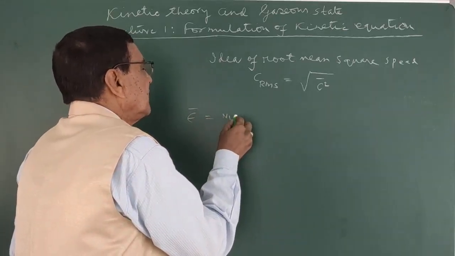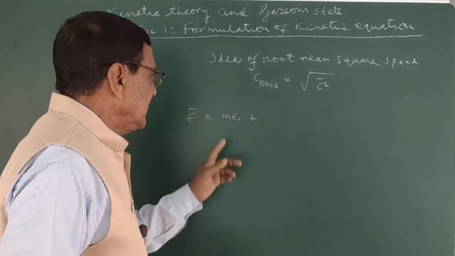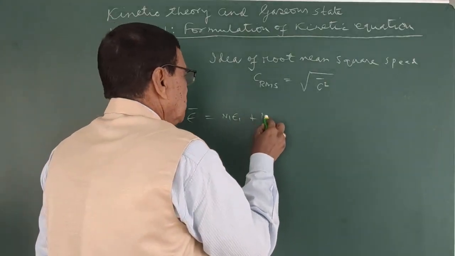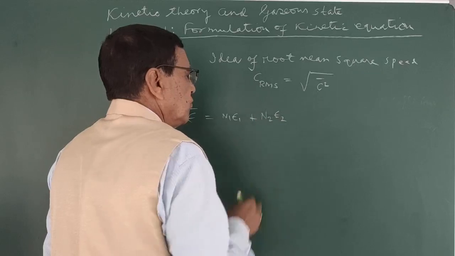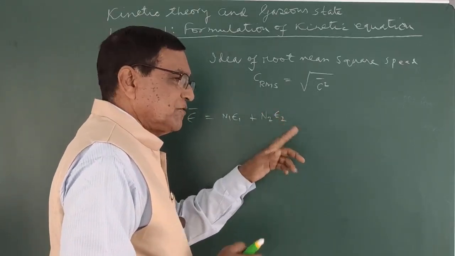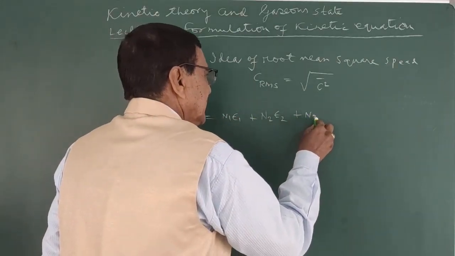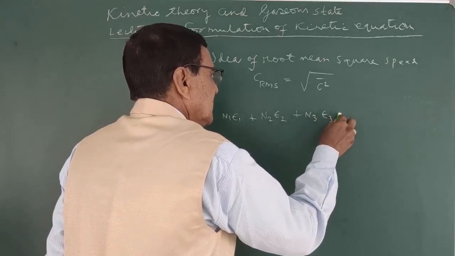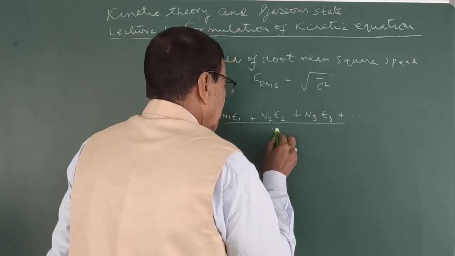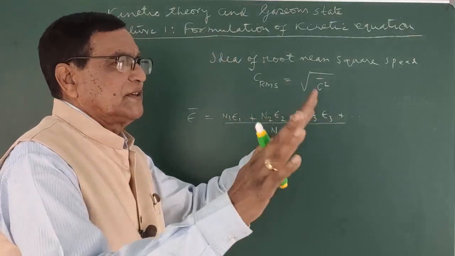N1 epsilon 1, where N1 is the number of molecules each having the kinetic energy epsilon 1, plus N2 epsilon 2, the number of molecules having the kinetic energy epsilon 2 at a given temperature, temperature is fixed, plus N3 epsilon 3 plus dot, divided by the total number of molecules, N equal to N1 plus N2 plus N3 and so on.